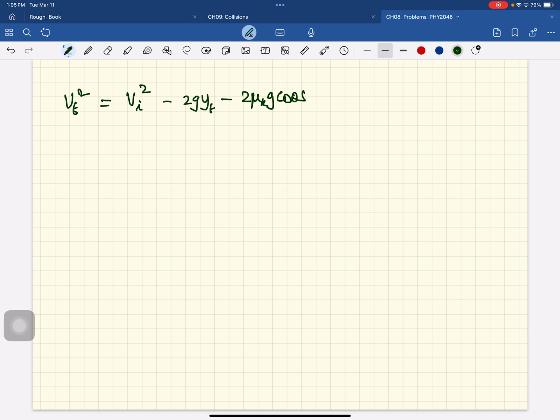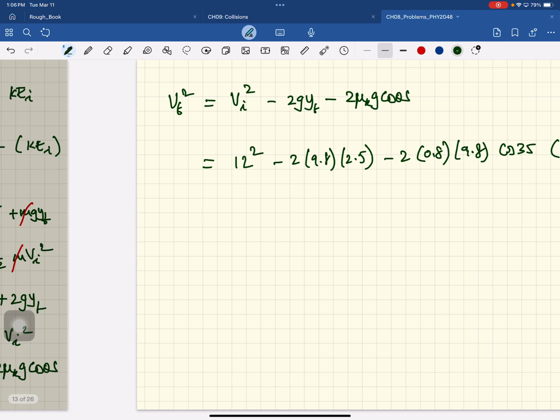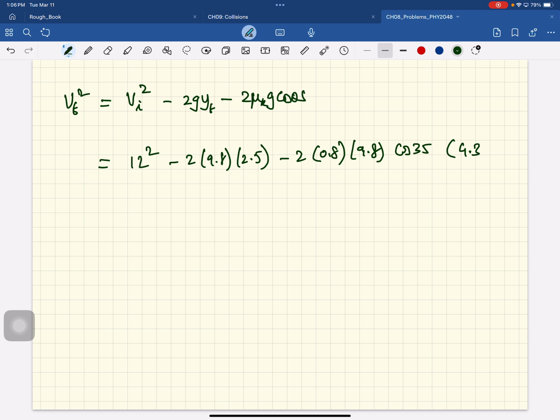All right, so let's put in the numbers. 12 meters per second minus 2 times 9.8 times 2.5 meters minus 2 times 0.8 times 9.8 cosine 35. And what was S? 4.36 meters.